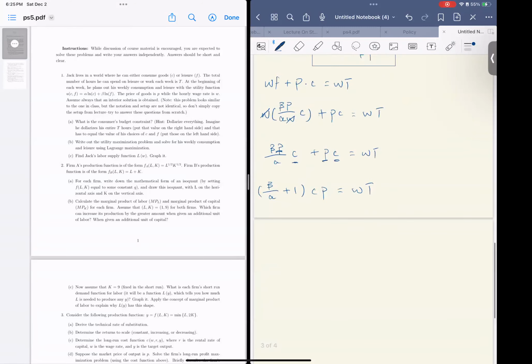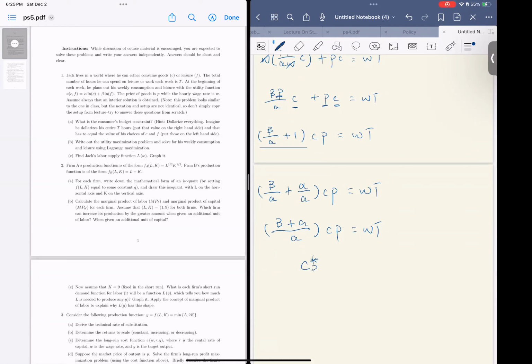Okay, so let's simplify this. We get beta over alpha plus alpha over alpha, times C P, which is beta plus alpha over alpha. So the C star demand equals W T divided by P. Okay, that's for consumption.